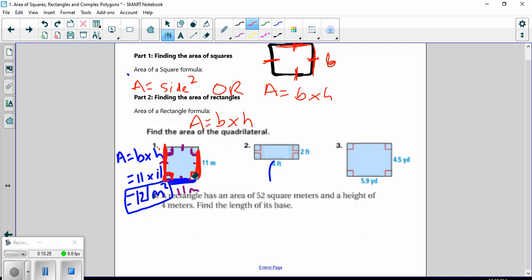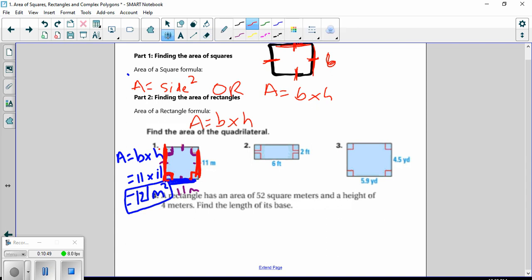Number 2, what shape is that? Is that a square or a rectangle? So if you said rectangle, you're right. And the reason why it's a rectangle is because my side lengths are not all the same. So this is a 2 and this is a 6. So notice those aren't the same. So this is a rectangle.